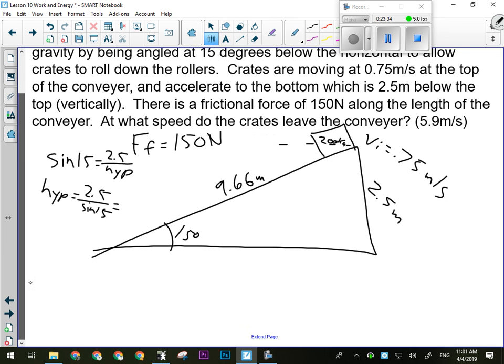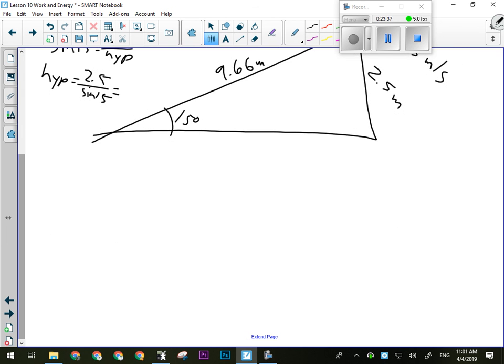Now that I know that, I'm going to set up my work-energy theorem calculation. The work done, in other words the energy lost to friction, is the difference between the final mechanical energy and the initial mechanical energy. Everybody okay with that? It does have less energy at the bottom, and that's because of the work done against friction.